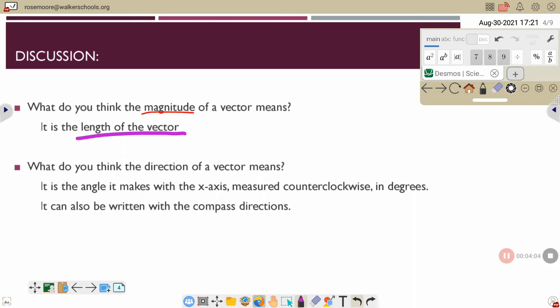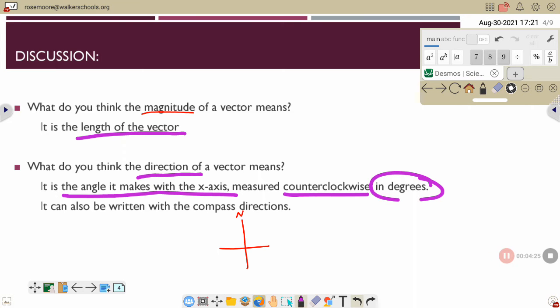Next, we also have to ask, what is the direction of a vector? This definition would be direction is the angle it makes with the x-axis measured counterclockwise, and this is very essential, in degrees. It can also be written with the compass directions north, south, east, and west. North, south, here's west, here's east, and we'll talk about that more in our next section.